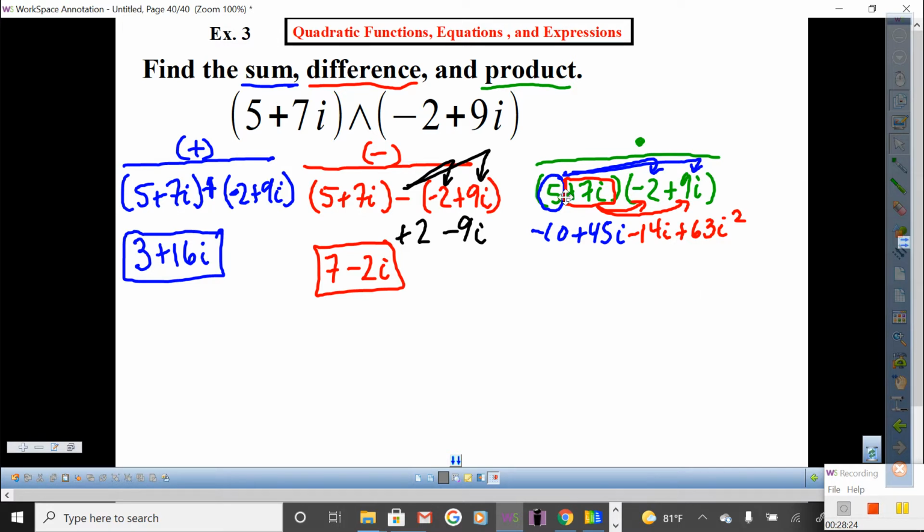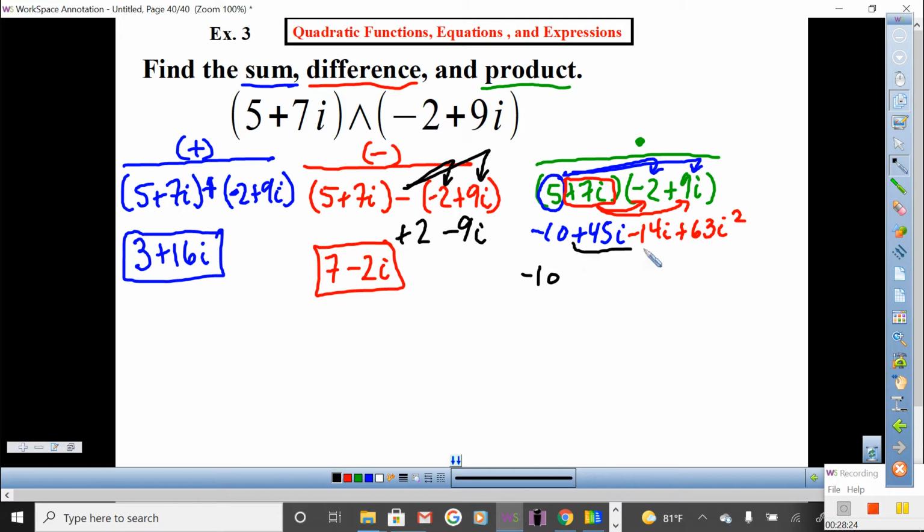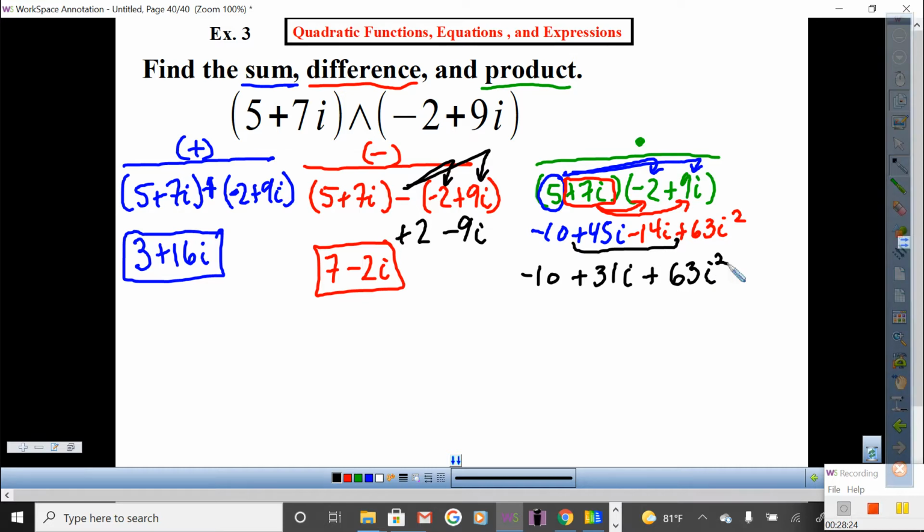So look up, here's distribution. Let me combine stuff. Let's see where I'm at. I got negative 10. Combine 45I and negative 14, that gives us what? 31. 31I plus 63I squared. However, am I done?